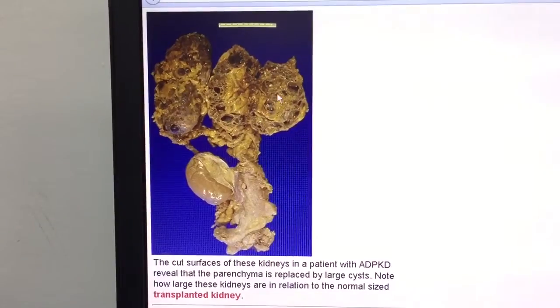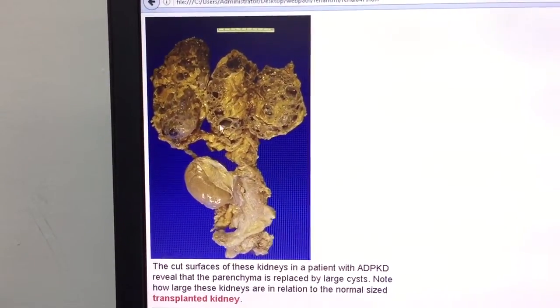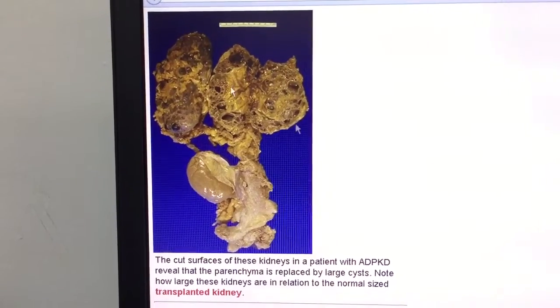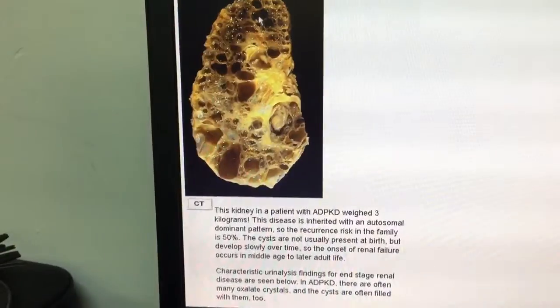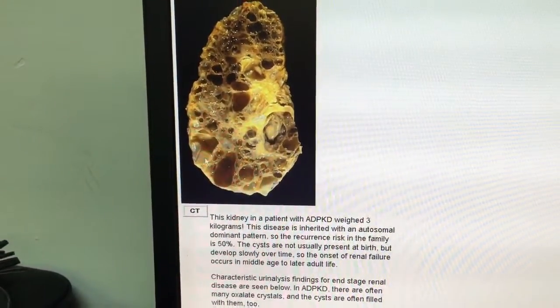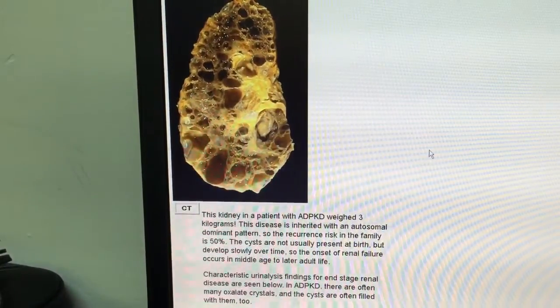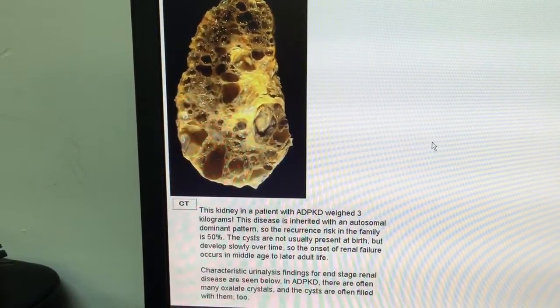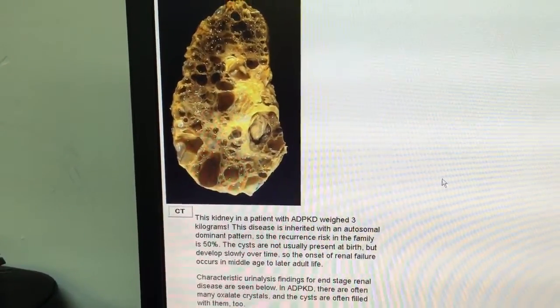So we have enlarged kidney, and it's replaced by variable size cysts. So these all are cyst formation, variable in size. And this is another example. You can see here all these cyst formations are variable. Here we have a large one, a smaller one, completely affecting the whole kidney. And as I said, it appears later in adult life, the autosomal dominant type.